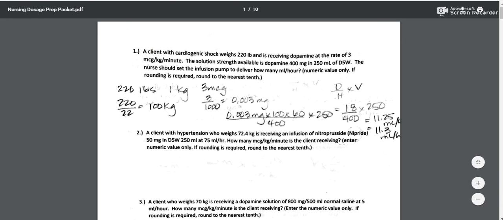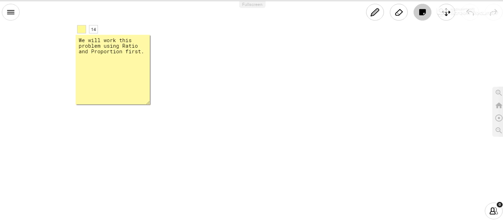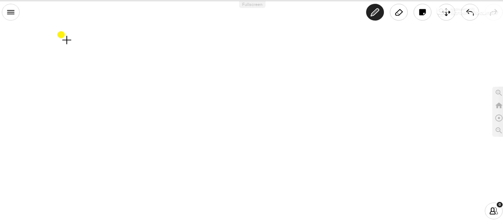Please ignore the writing. We will work this problem using ratio and proportion first. The first step is to write what we have given. We have 3 micrograms per kilogram per minute.